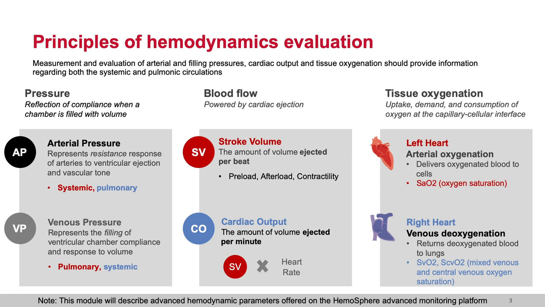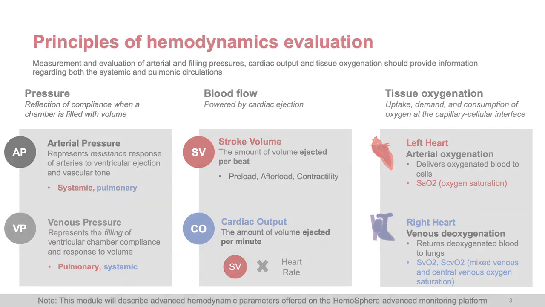And finally, tissue oxygenation. The left heart is delivering oxygenated blood to the cells and removing CO2, and we evaluate basic left heart blood flow delivery of oxygenated blood by the SaO2, the SpO2, and the PaO2. And the right heart is responsible for delivering deoxygenated blood into the lungs for gas exchange. The measures that we make here actually are telling us about cellular utilization of oxygen, and those measures are SvO2 and ScvO2.